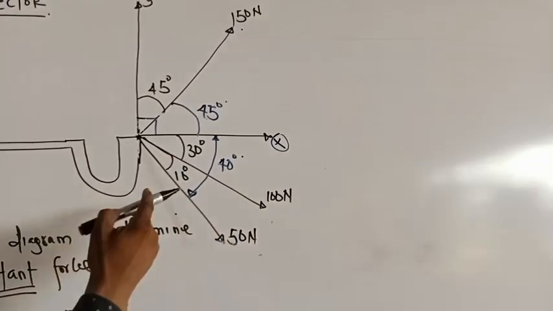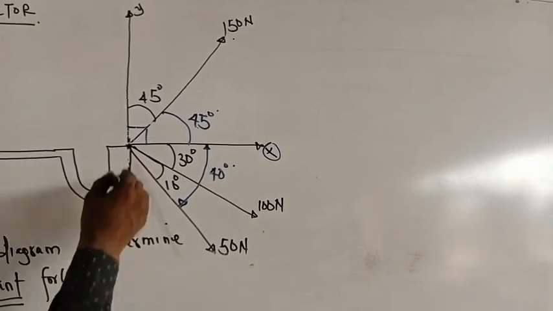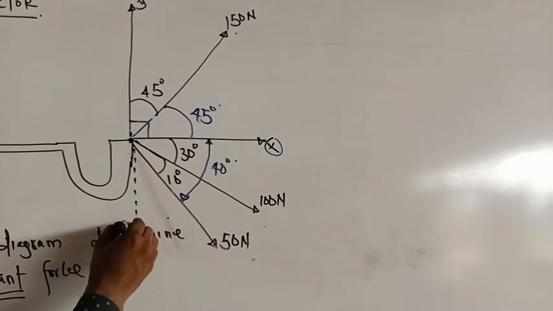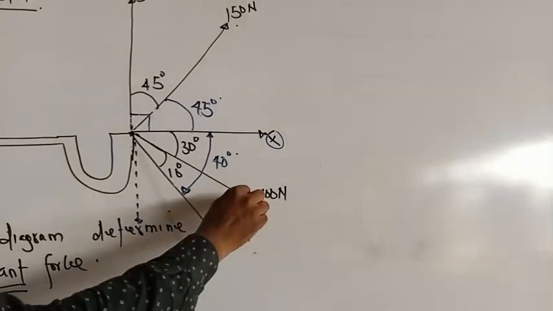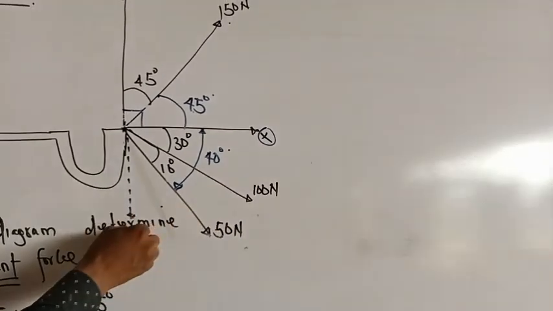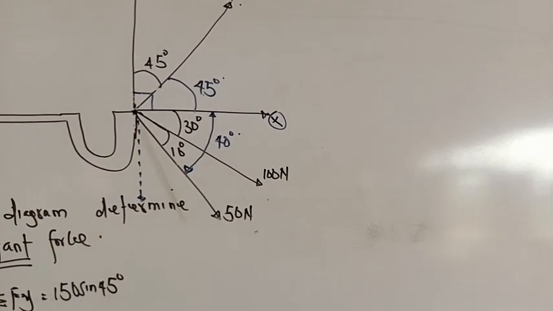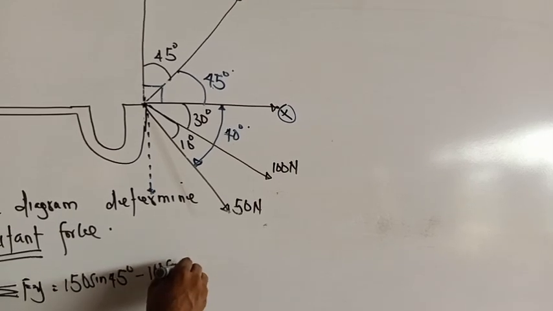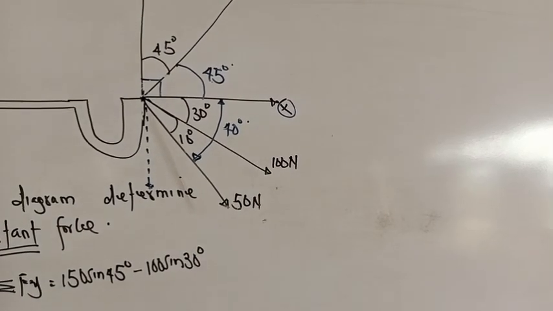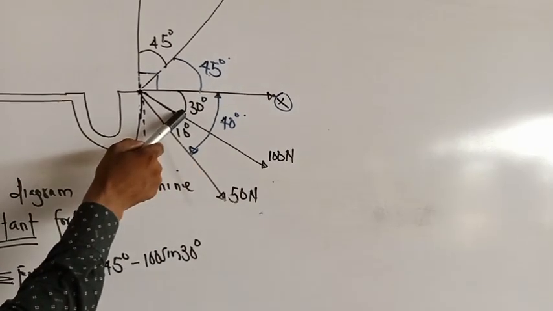So if I want to resolve the force of 100 Newton to the vertical direction, this is also the opposite side of this vertical line. We can see the 100 Newton force is coming towards the negative direction of the line. So that will give us minus 100 sine 30 degrees. I'm using 30 because the angle between the 100 and the horizontal axis is 30.